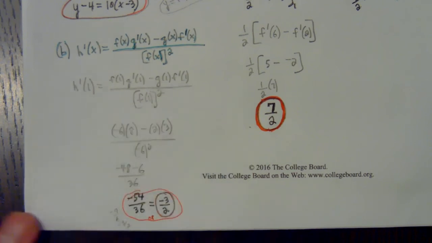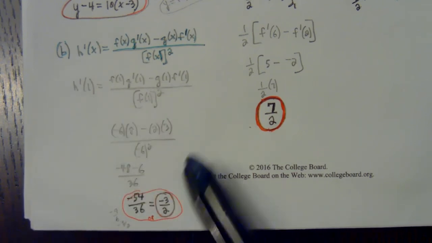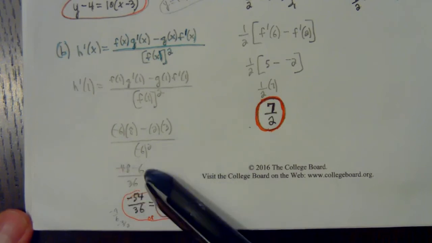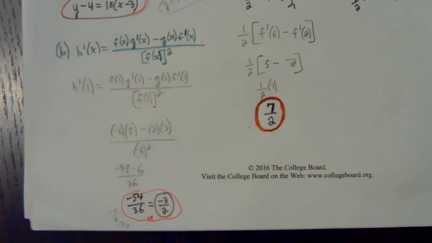Make sure you do some basic arithmetic properly right there. But all those numbers they give us, so then you just gotta be careful with that. And you're allowed to stop it at -54/36. You can reduce it if you want to, but if you get larger numbers and larger fractions, they're pretty clear. Like they said, you're allowed to leave it like that.